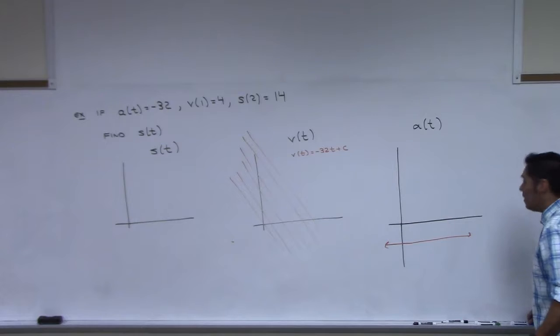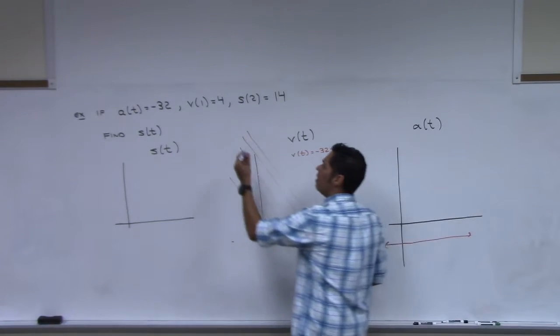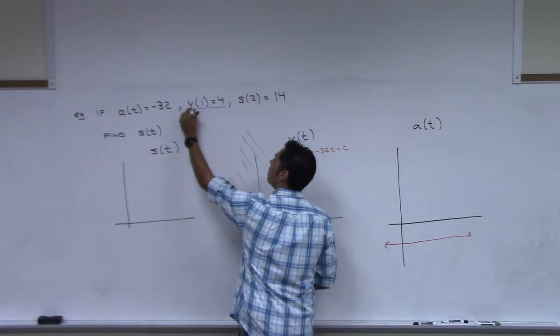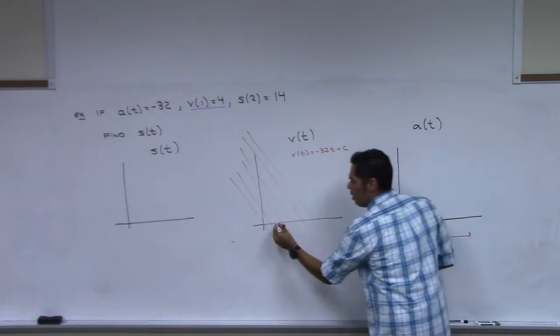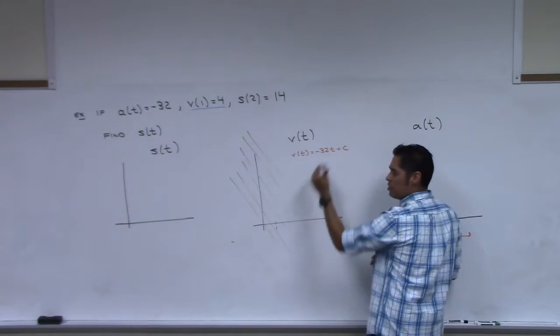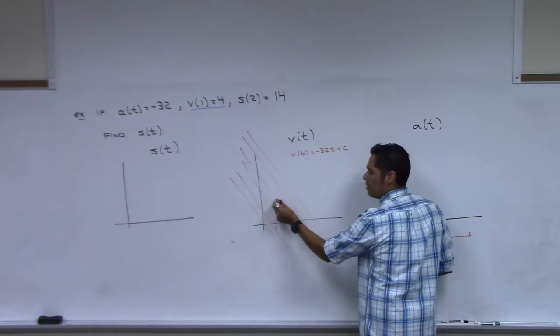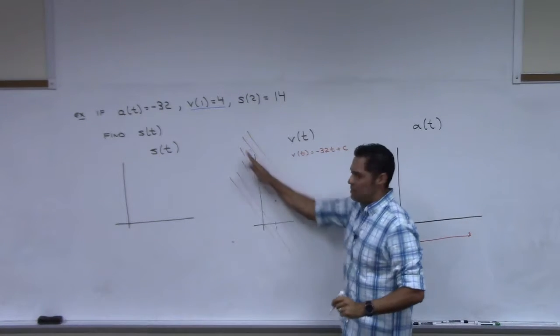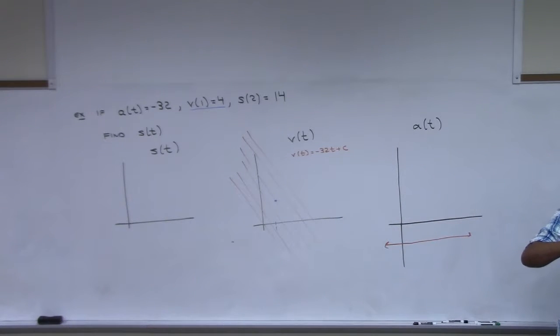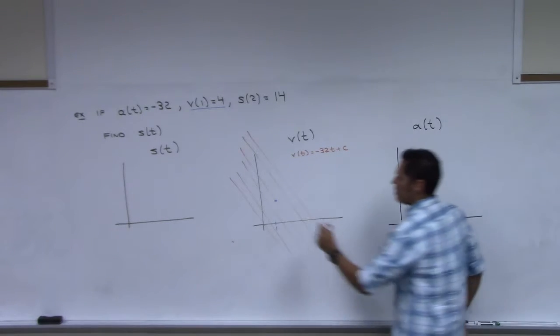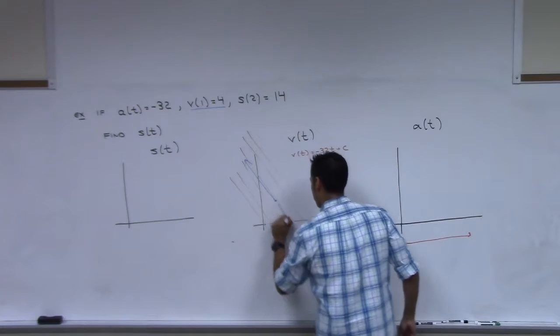But there's one piece of information given in the problem that we didn't have before. And that's that V of 1 is 4. And that means when I plug 1 into my velocity function, I have to get 4 out, which means it has to be this one. Does that make sense? That nails down the exact curve. Yes? So we can say, this is the one.